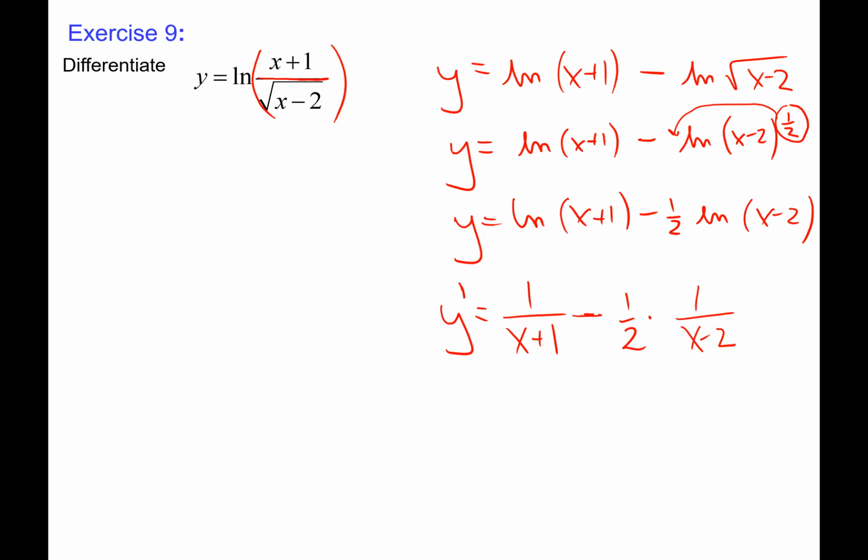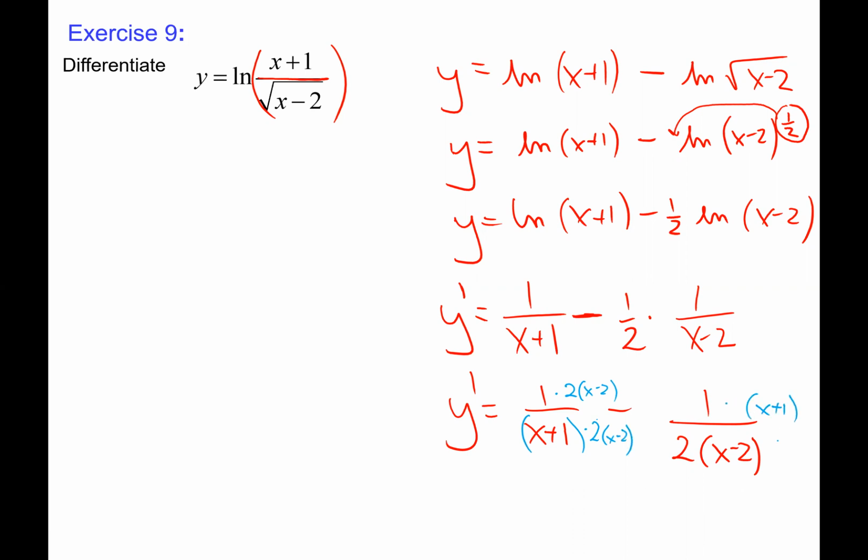And I can leave it, but let's maybe do a little bit of algebra and find a common denominator, because we have 2x minus 2. It means the common denominator is a product of both of them, and this means that I have to multiply the first fraction by 2x minus 2, and the second fraction by x plus 1. And just the algebra. Let's see what we have.